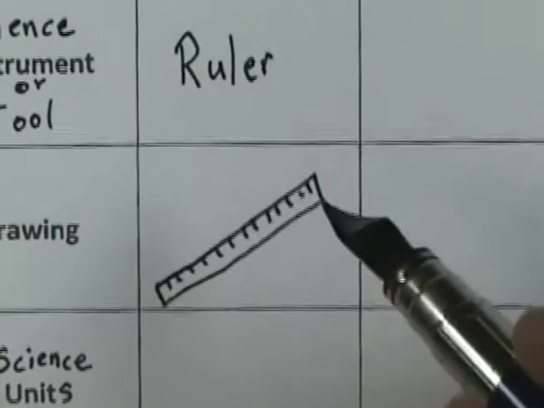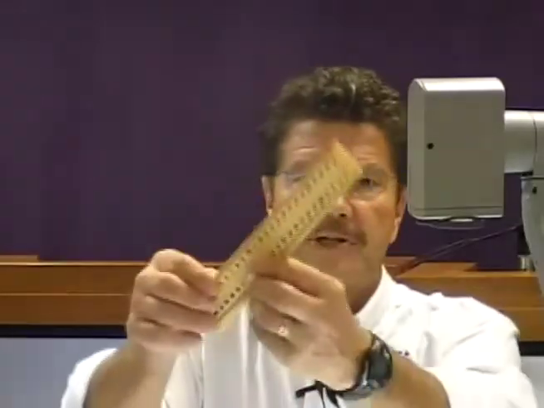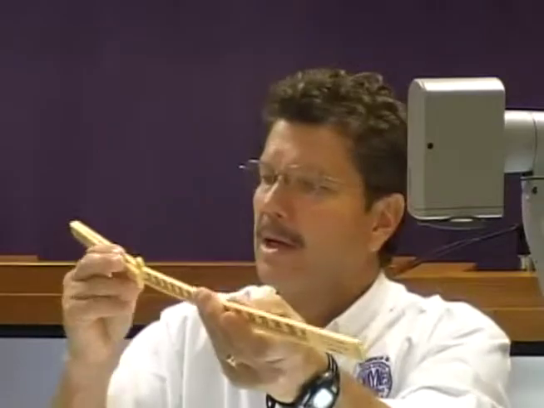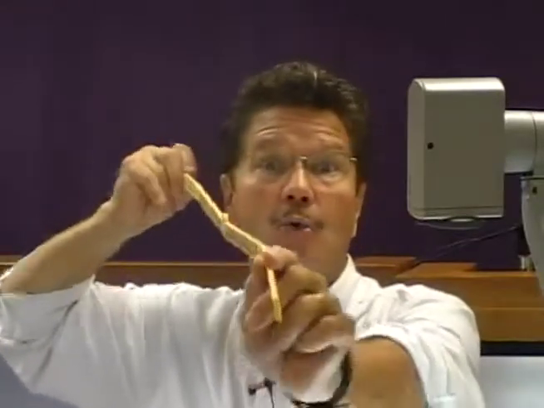Go ahead, write ruler. It's what we use to measure length. There's a drawing of it, and here's what it looks like in the real deal. And it opens up, and opens up, and opens up. In fact, it's pretty long. This is a ruler, a very long ruler for measuring length.